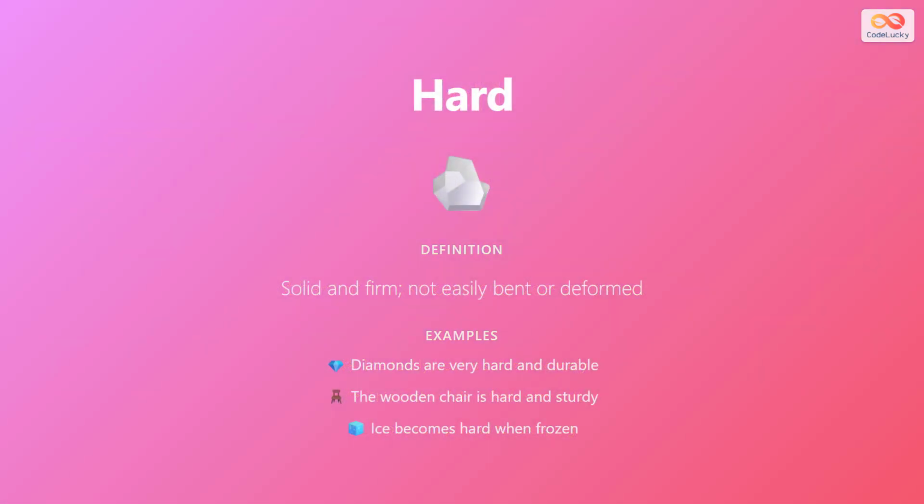The second adjective is hard. Hard means something is solid and firm. It is not easily bent or deformed. When you touch a hard object, it feels strong and rigid. Diamonds are very hard and durable. A wooden chair is hard and sturdy. Ice becomes hard when it is frozen. Use the word hard when describing things that are firm, solid, and cannot be easily changed or bent.